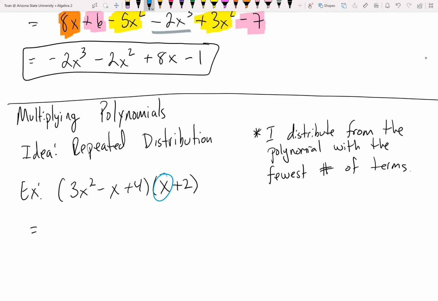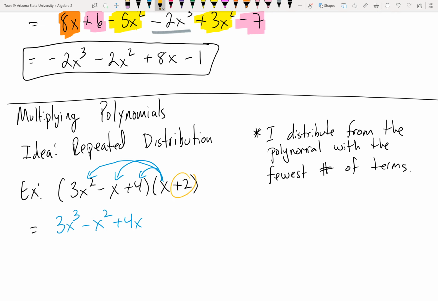So start with the x's here. I'm going to distribute the x to every single term. x times 3x squared is 3x cubed. x times a minus x is a minus x squared. x times a plus 4 is a plus 4x. Notice I've done every single term in the first polynomial, so I'm done with the x.